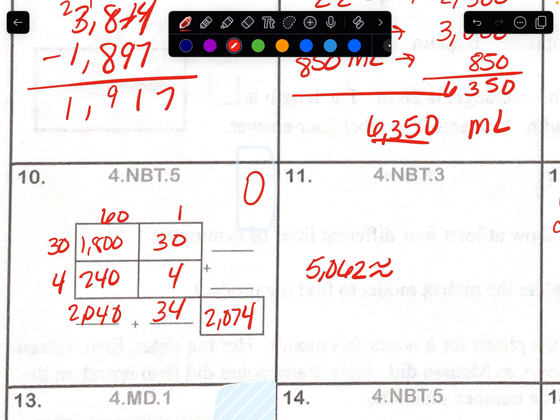All right, number 11, we're rounding to the nearest 100. So that's a 0. Look next door, it's a 6. That 6 tells the one that has to go up 1. So this is 5,100.